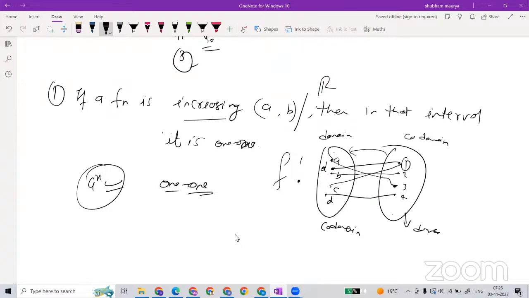So the function is not 1-1. So you will say no, the inverse does not exist. The inverse is also a function. Correct?